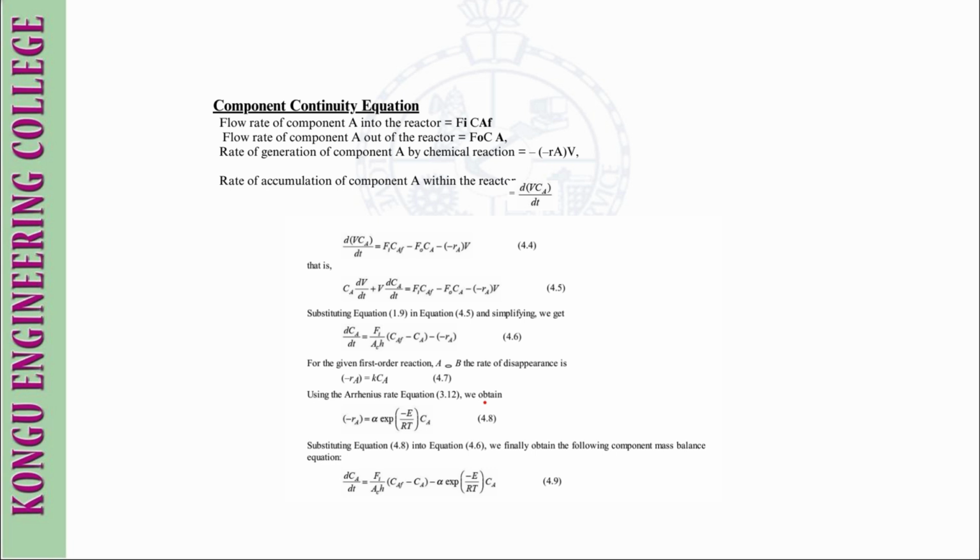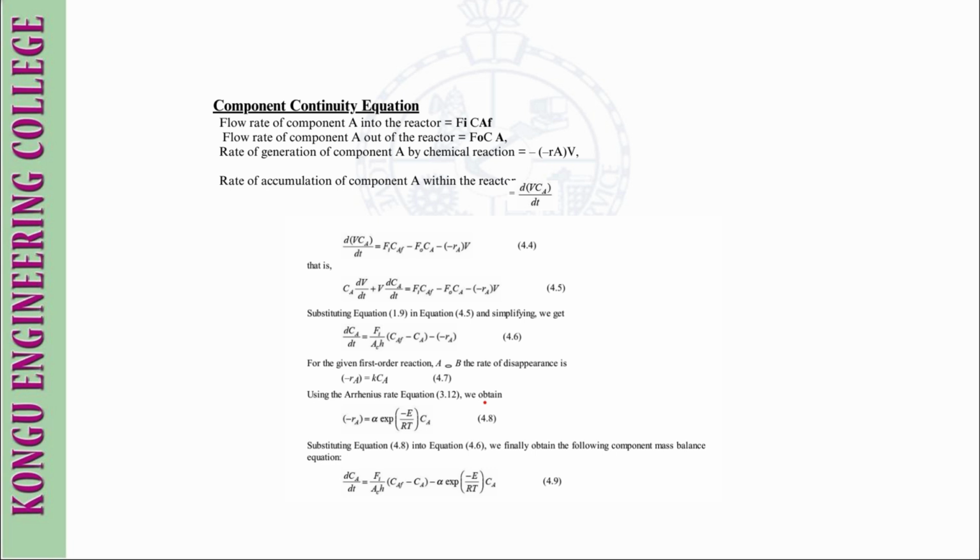So, putting it together, d(CA V)/dt is equal to Fi CAF minus F naught CA minus K CA V. Using the product rule, V dCA/dt plus CA dV/dt is equal to Fi CAF minus F naught CA minus K CA V. If volume V is constant, dV/dt is equal to 0. So, V dCA/dt is equal to Fi CAF minus F naught CA minus K CA V.